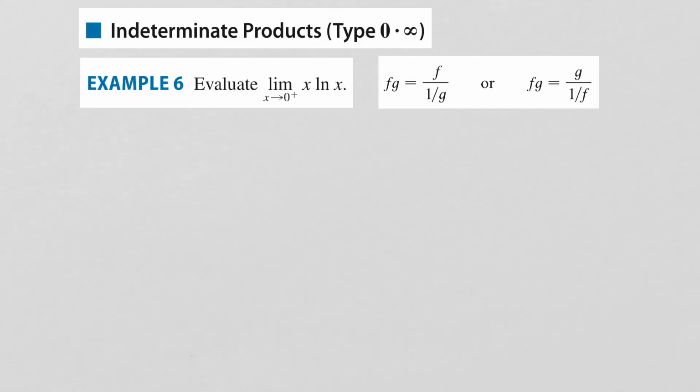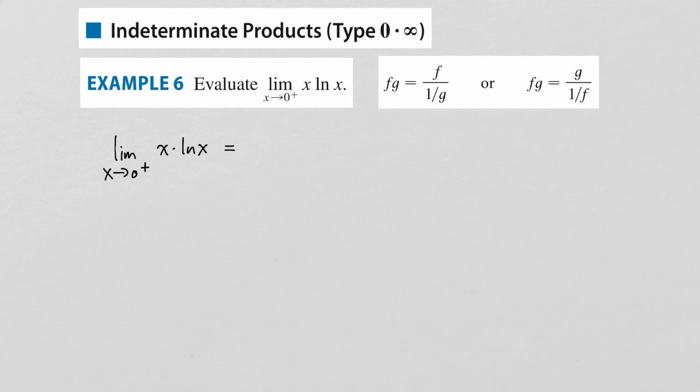Now let's shift our focus to another indeterminate type. This is an indeterminate product, 0 times infinity, which means you will have a limit where one function is getting close to 0 and the other function is getting larger. So as an example, let's consider the limit as x goes to 0 from the right of x times the natural log of x. So first, let's make sure that this limit is of the type that we're talking about here.